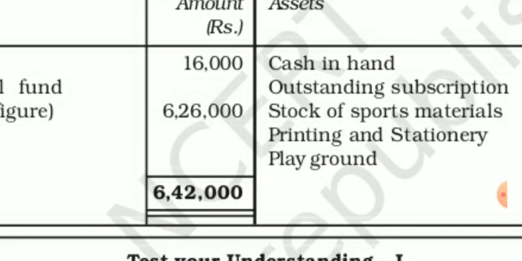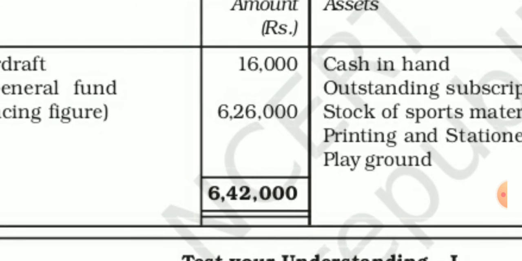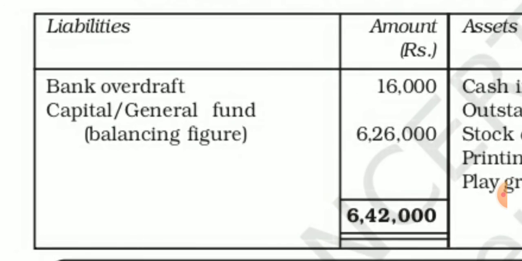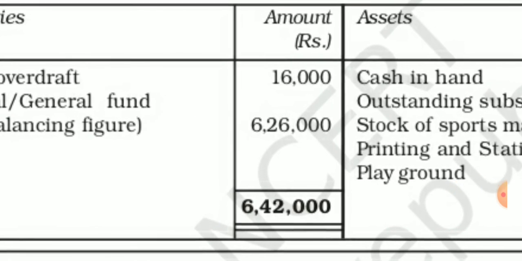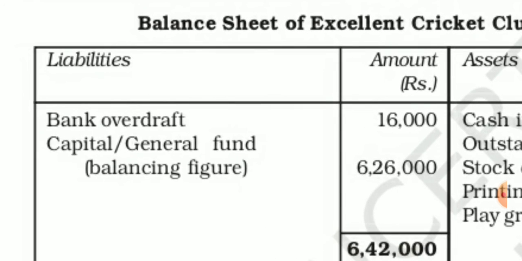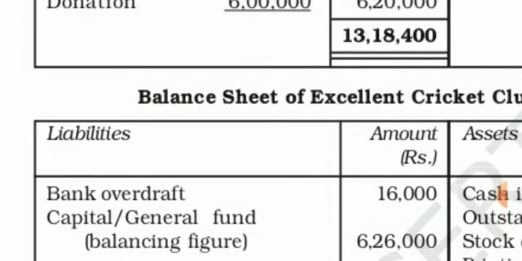Then write this amount on the liability side, 6,42,000, and in the liability side overdraft is given in receipts and payment account, 16,000, that will show. Then the difference amount is coming, that is 6,26,000. This 6,26,000 is the balancing figure, total of assets less total of liabilities, this 16,000. Now we are going to make the closing balance sheet.